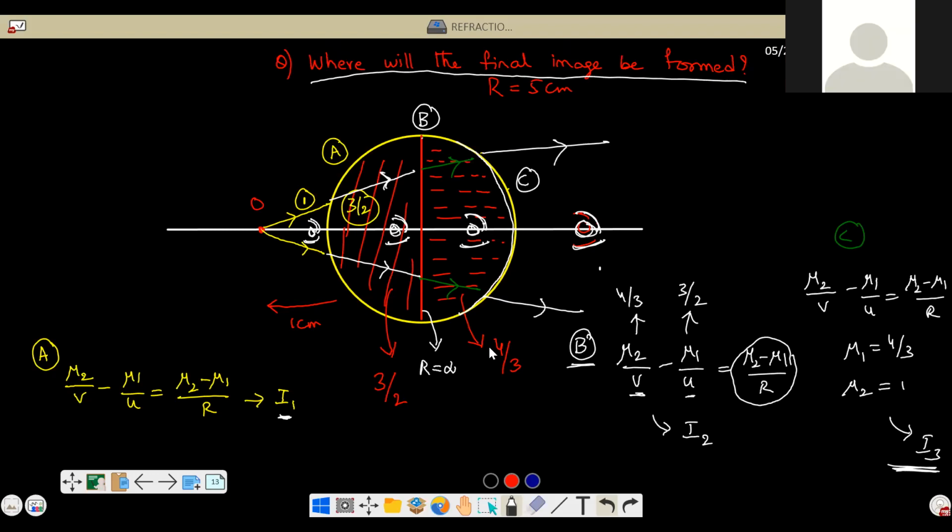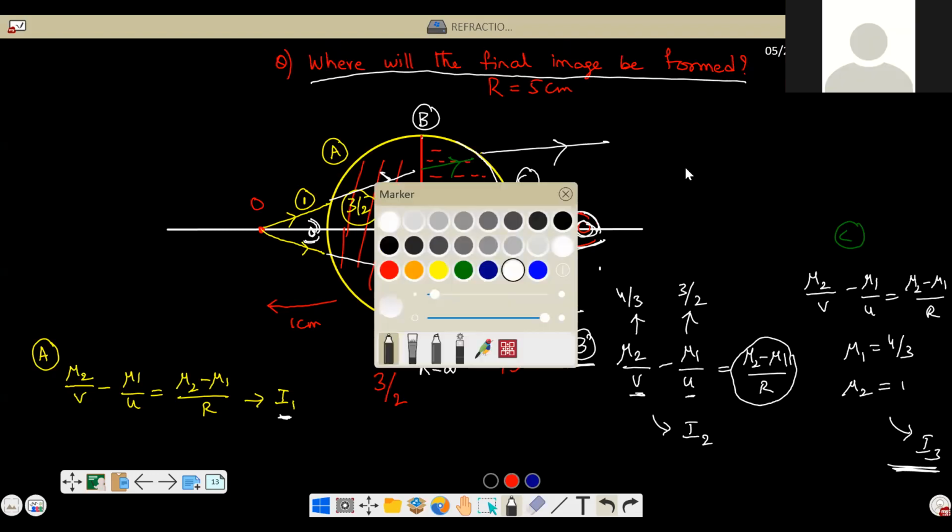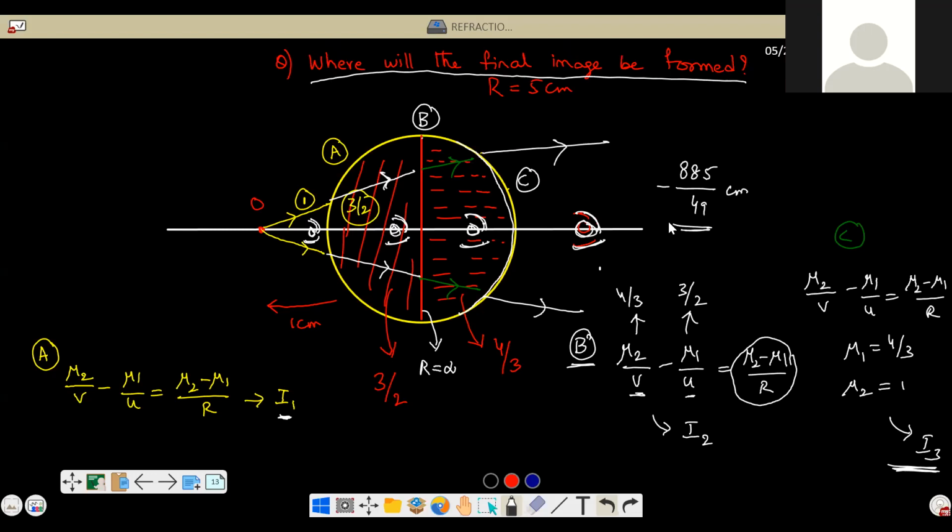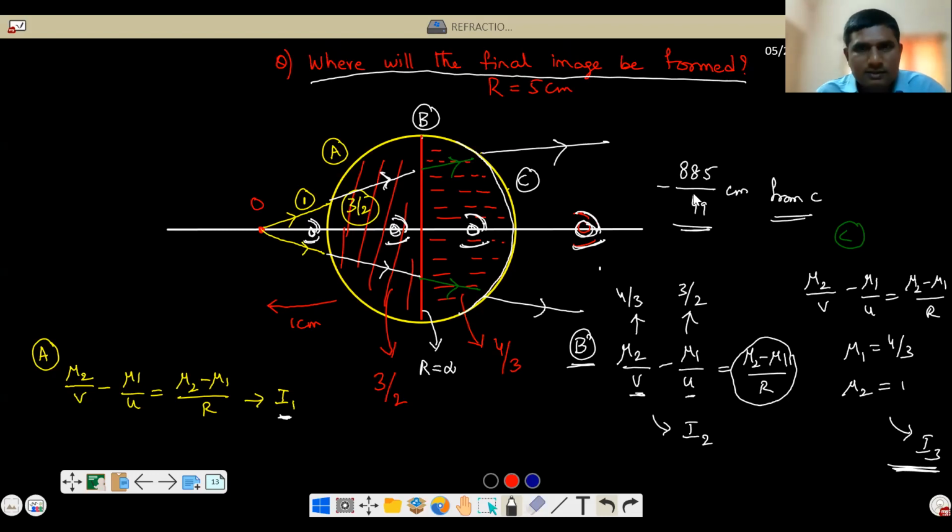Yeah, exactly, sir. 18.01 something we'll get. 885 by 49 centimeters minus from the surface is 18.06122. Oh, so this is the answer. Okay.